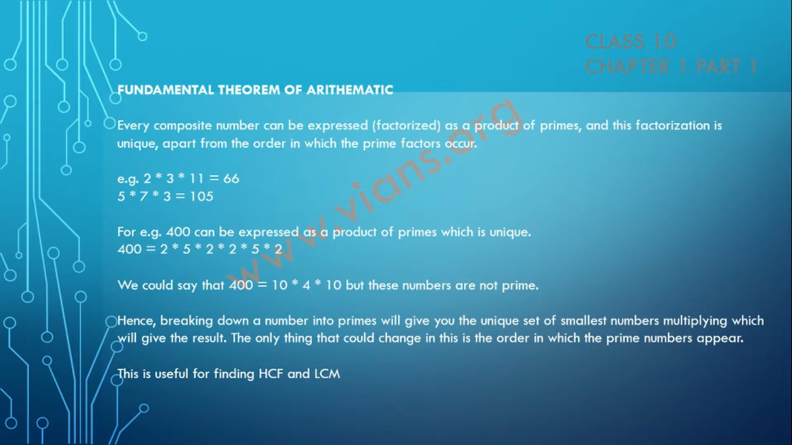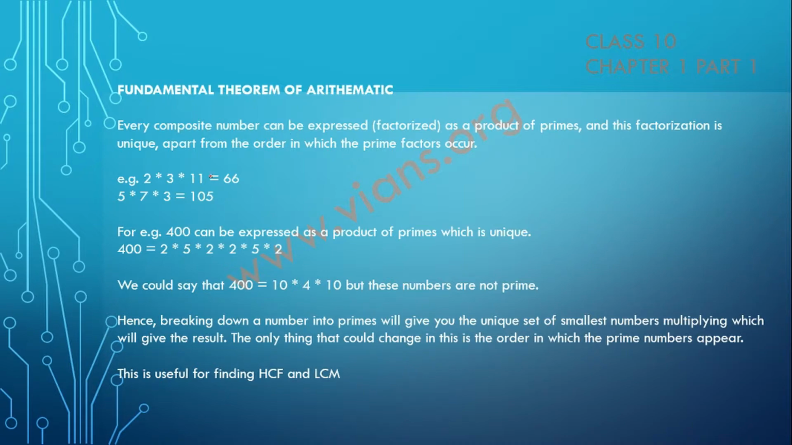Now, what's the fundamental theorem of arithmetic? It says basically that a number is either prime or it's composite. Now, every composite number can be explained as a product of primes. Now, what does composite number mean? The word composite itself means that it is comprised of something. It is made up of something. And that's what's happening over here.